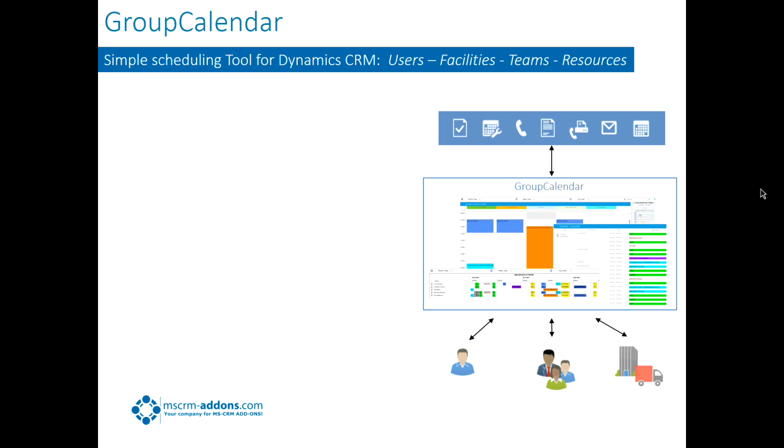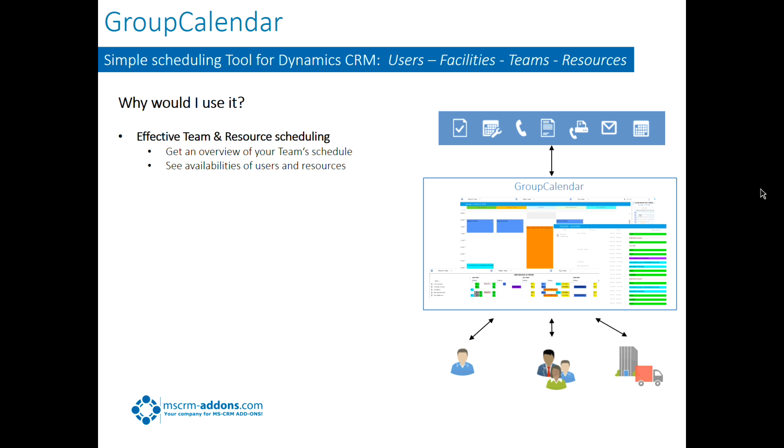The next tool that I want to talk about for you is Group Calendar. It's basically a simplified scheduling tool for CRM. It's going to give you access to your users, facilities, teams, and resources, and you can see all these activities in just kind of like a calendar view. It's really a great tool. So why would you use it? It's effective team and resource scheduling.